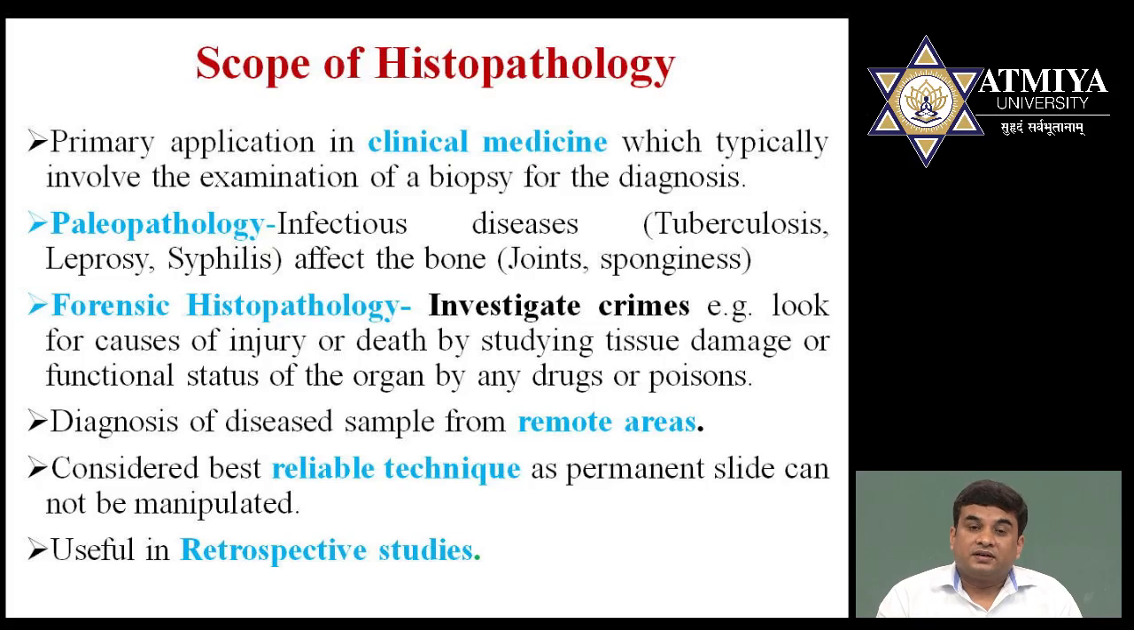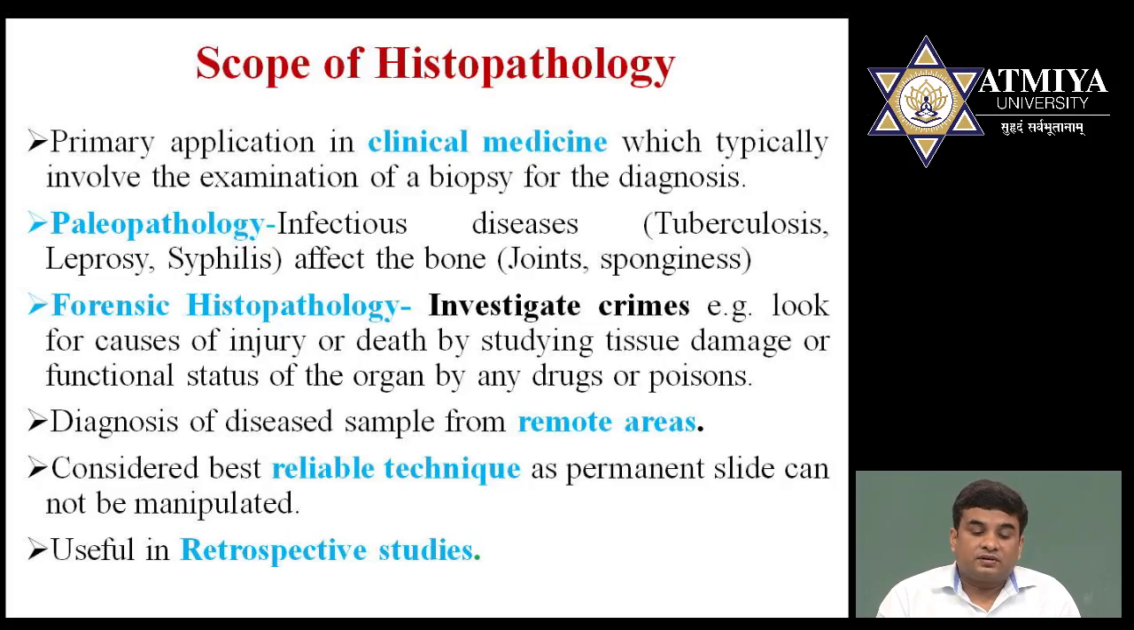It also helps to diagnose diseases from remote areas, because sometimes samples need to be collected from a remote area like a village where there is no hospital. If you give blood samples, what will happen? The blood sample may be destroyed, and DNA and RNA samples may be destroyed. But in that case you just have to collect the tissue samples and store them in formalin, and you can transport them, because if you transport the tissue sample in formalin, it will not be destroyed. Even at normal temperature it will be maintained, so it helps in the diagnosis of remote samples.